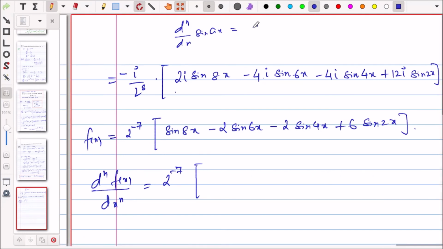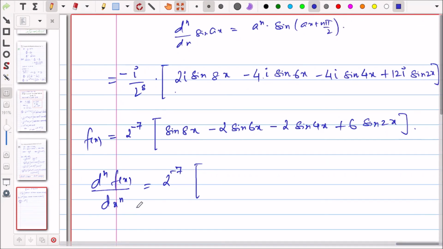Yes, sir. a to the power n sin(ax + b + n pi by 2), right? यही था ना, ax plus n pi by 2, same. The derivative of sin theta is sin(theta + n pi by 2), so same thing, right?